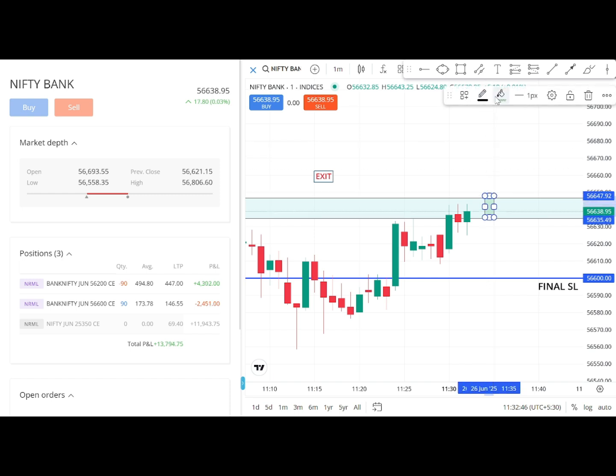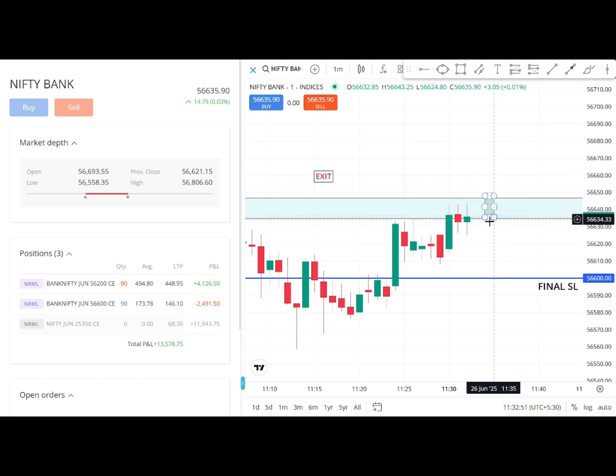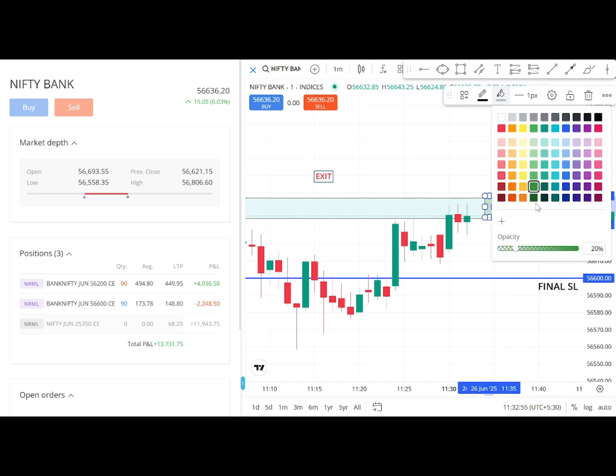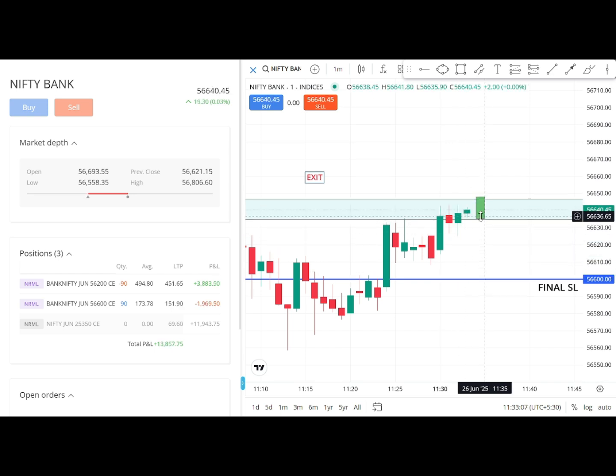Look at that. The red candle is giving me more confirmation it's going to be risky. I'm placing a trigger. Above this resistance, I'm going to exit because there is no reason to hold. Above the resistance, I'm going to exit.